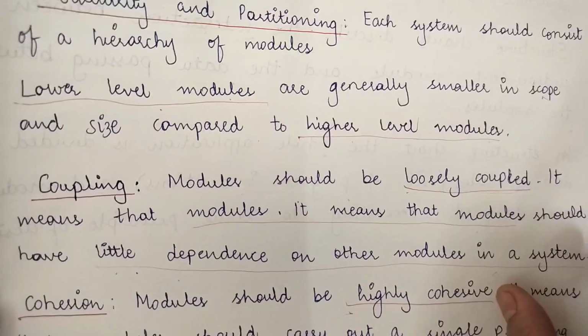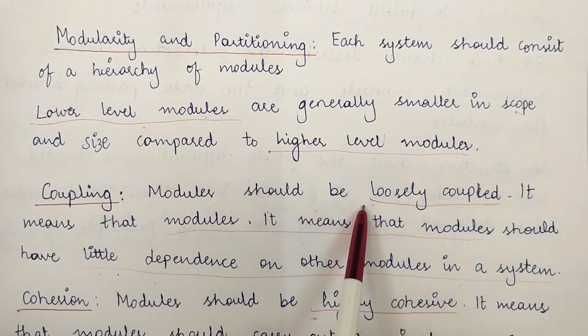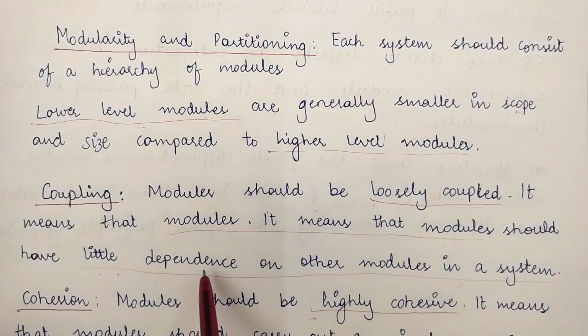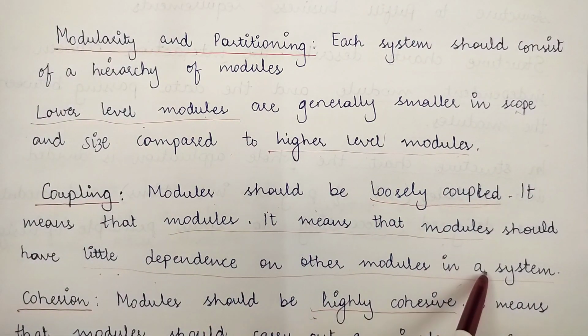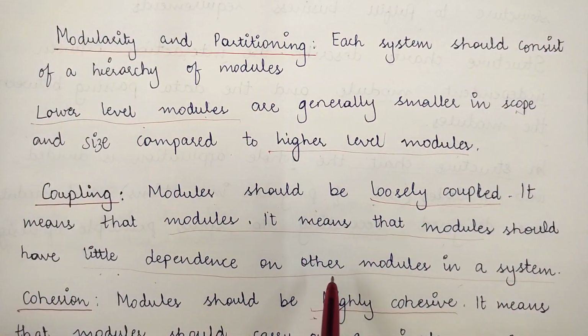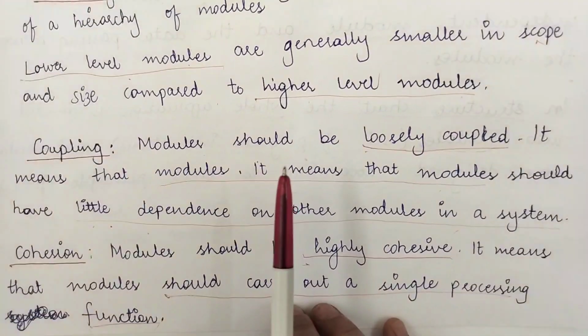The next principle for designing modules is coupling. Coupling says that modules should be loosely coupled. When I say modules should be loosely coupled, it means that modules should have little dependence on other modules in a system. As I said, they are functionally independent. That means the amount of dependence upon modules is very little. So this should be kept in mind while designing modules, that all the modules of the system should have very little dependence on other modules of the same system.